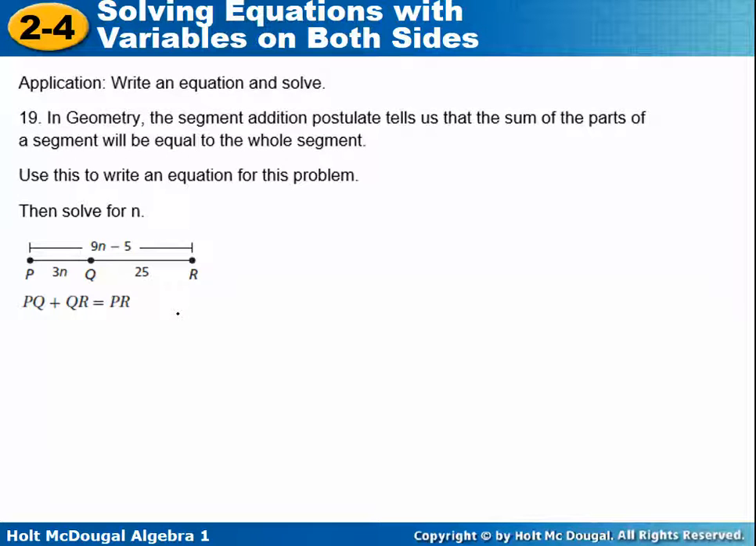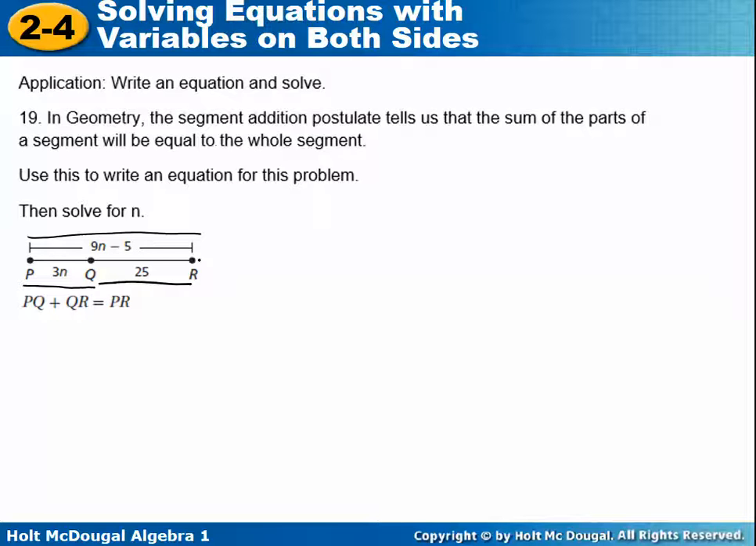All right, and then your last problem on your worksheet is an application problem that will help you out for when you take geometry. In this one, it tells us that the segment addition postulate tells us that the sum of the parts of a segment will be equal to the whole segment. So it tells us that the length of PQ plus the length of QR will be equal to the length of the whole thing. And that makes sense if you have one line broken into two parts. If you add the two parts together, it will equal the whole line.